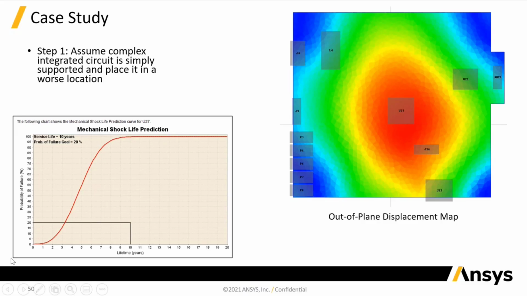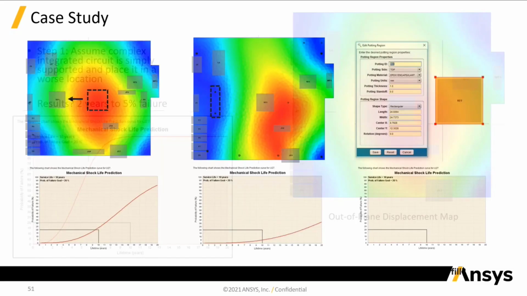So we have a hot spot, as we might expect, in the middle of the board. And if we look at the lifetime prediction, we're not going to achieve our less than 20% of failures in this case over 10 years of life. So we now need to think about what we can do to mitigate these effects.